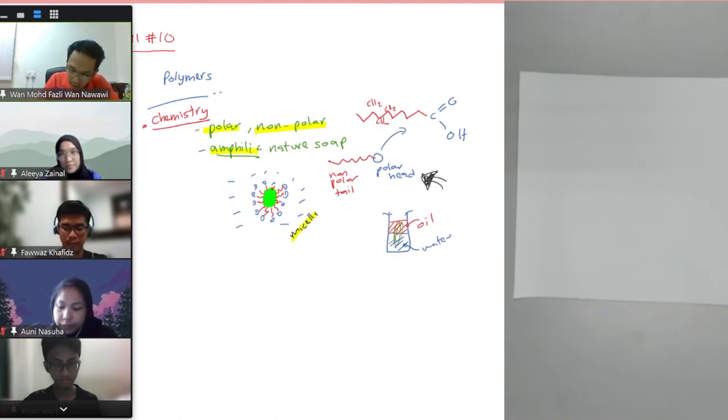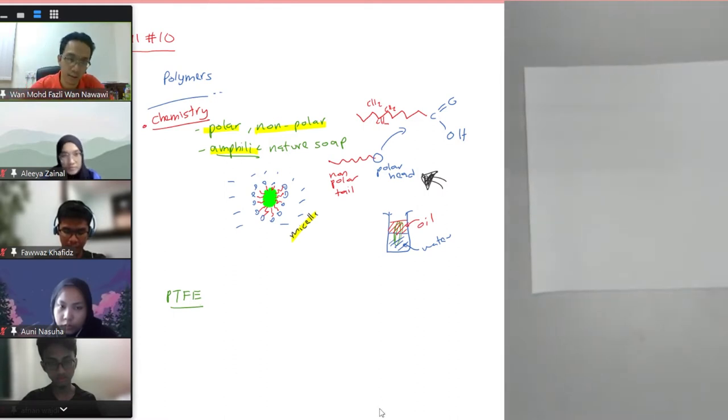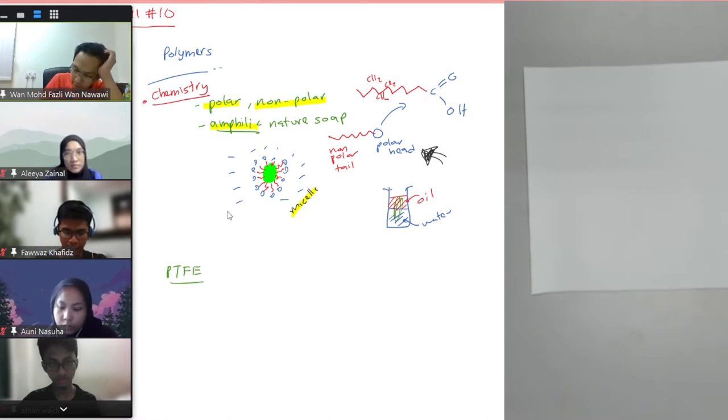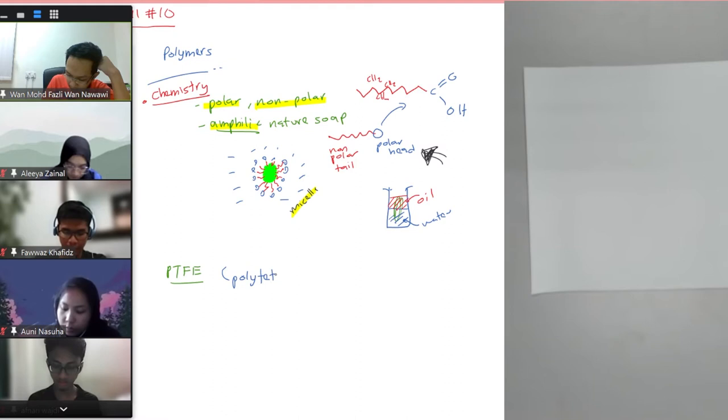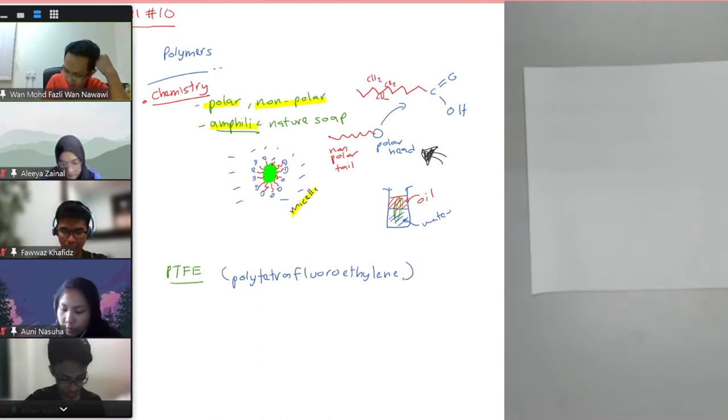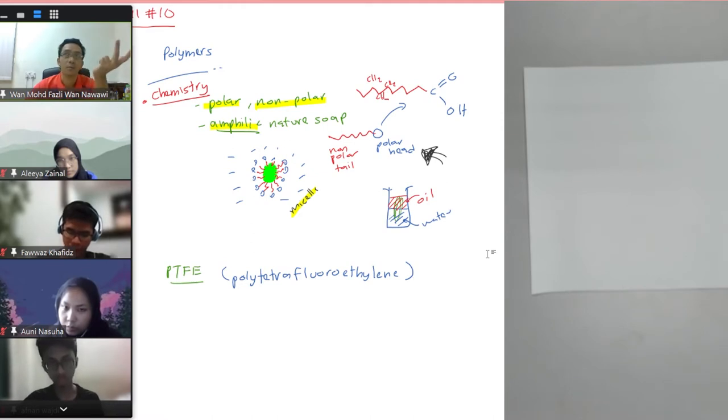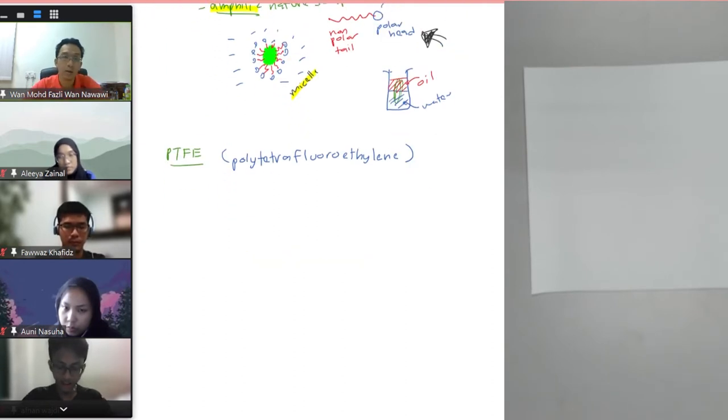So now we want to talk about something called PTFE. It is still under the chemical characteristic, but I want to bring this thing into the highlight. So what is PTFE? PTFE stands for polytetrafluoroethylene. We have learned before at least a few, the polyethylene, polypropylene, PVC. We learned about the chemical structure of, what else, polystyrene and so on. But now this is another polymer called PTFE.